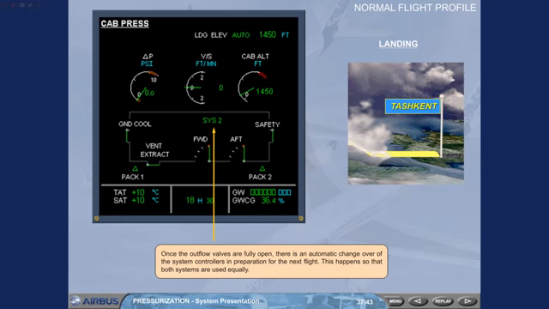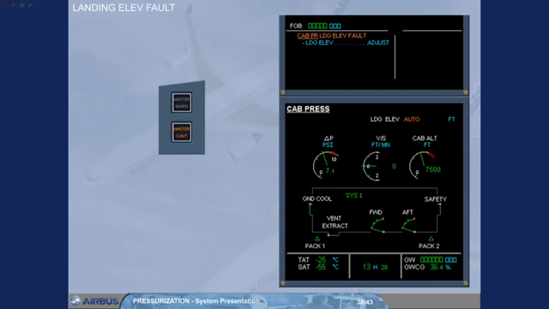Let us now review some failure cases. The caution cab press landing elevation fault is telling you that the pressurization system has, for some reason, lost the landing elevation data normally supplied by the FMGS. Notice that the landing elevation details on the system page are blank.